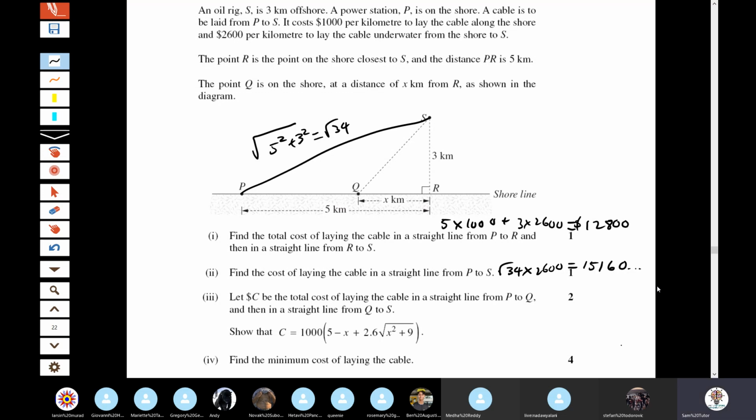All right, let's do it. So P to Q is 5 take away x. This is Pythagoras. X squared plus 9. What would be the total cost? Therefore, cost equals 1,000 times 5 take away x plus 2,600 times square root x squared plus 9. Now you can do it.